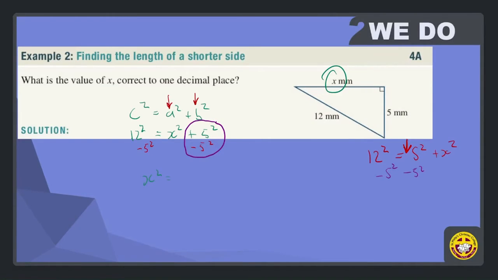All right, let's carry on. 12 squared minus 5 squared. Get your calculator out, put all that in. The answer is 119, but that's not the final answer because we need to take the square root to give us that. We get a number 10.9087. The question asks for 1 decimal place, so the answer is 10.9 millimeters. All right, that's the basics of how to solve Pythagoras questions.